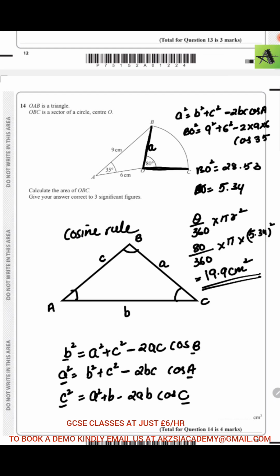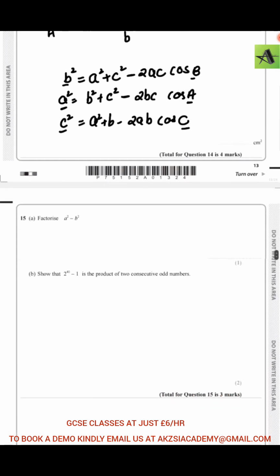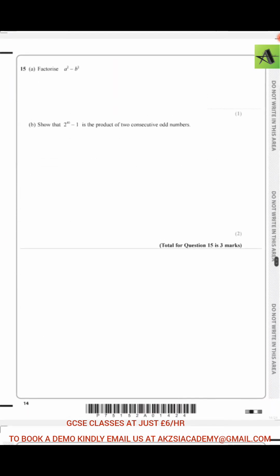So by this you will get an idea that if the triangle is not a right triangle, you have to use the sine or cosine rule to calculate the missing side or the angles. Now moving on to the next one, which is question 15. It says factorize a squared minus b squared.